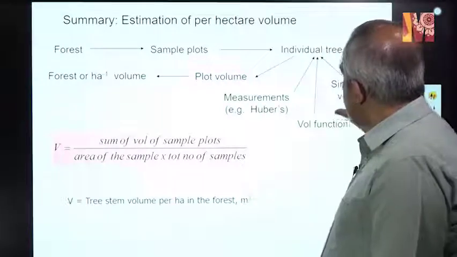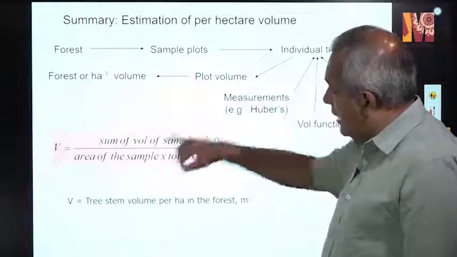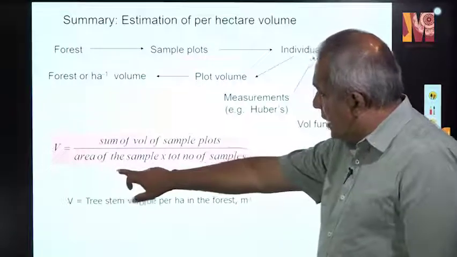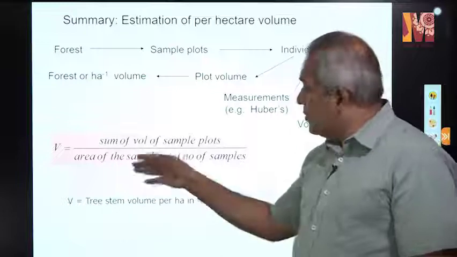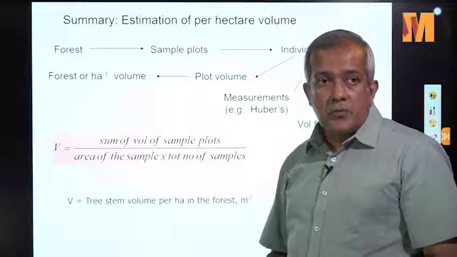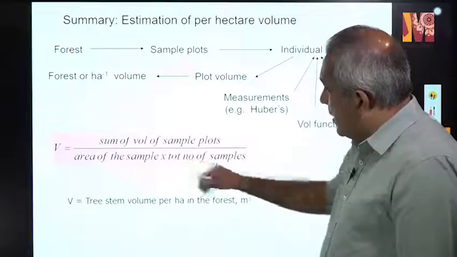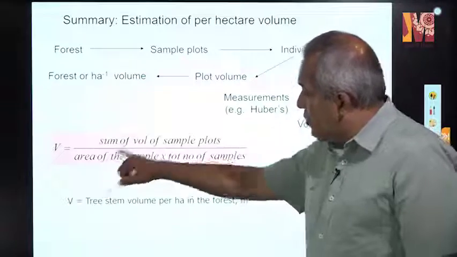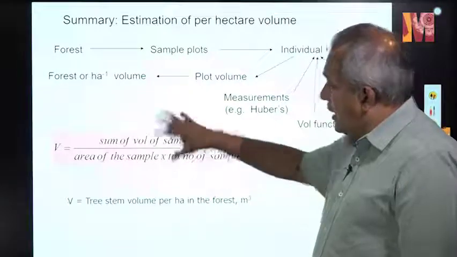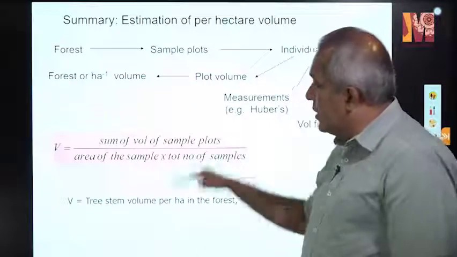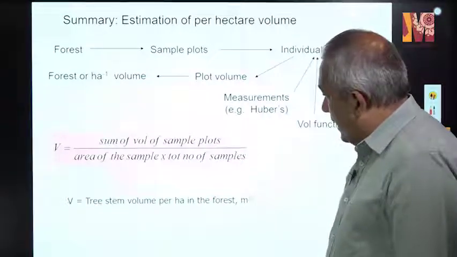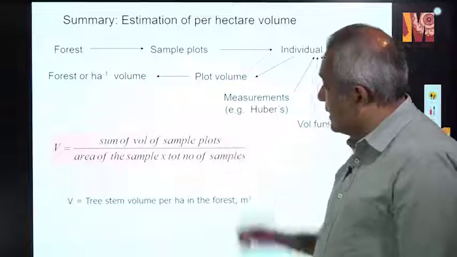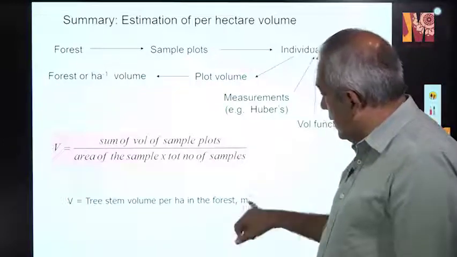Whatever the method, you estimate the individual tree volume separately, and then add all these values together, and divide by the area of the sample plot, could be 0.02 hectare, could be 0.05 hectare, could be 0.04 hectare, whatever your sample size is, multiplied by the total number of sample plots. So if you had 10 samples, 0.02 multiplied by 10, and then the total volume of all the samples should be divided by this value, and then you can estimate the tree volume per unit area, in our example per hectare, inside the forest in cubic meters.